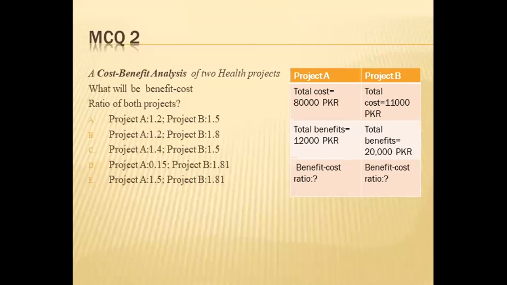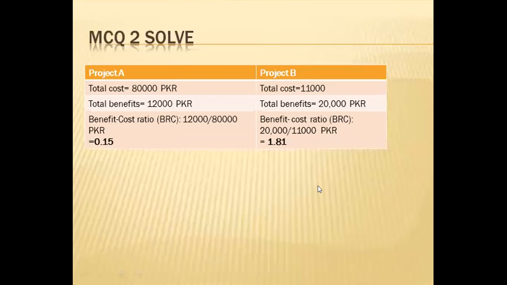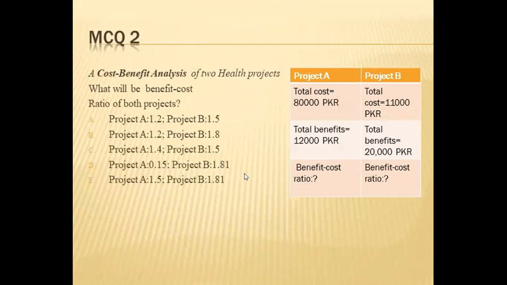MCQ 2. A cost benefit analysis of two health projects. What will be the benefit cost ratio of both projects? The total cost of the project is 80,000 and total benefits are 11,000. What is the benefit cost ratio? It will be 0.15 in A and 1.81 in B. Therefore, the correct answer is D.